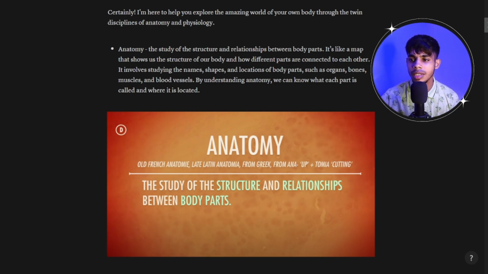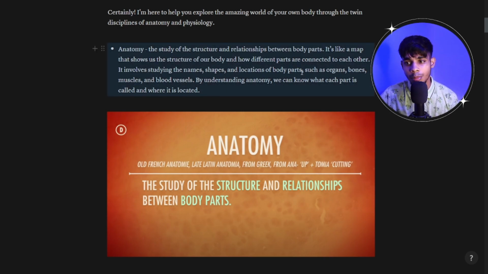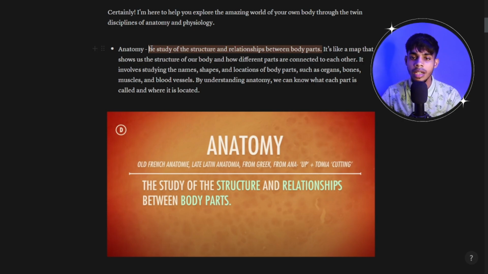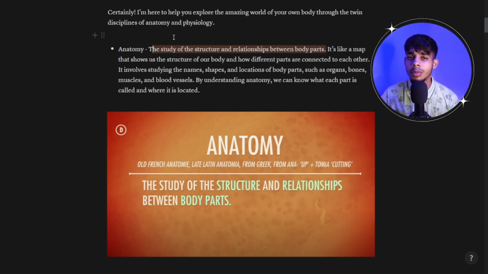And if I break it down further, you can read it here. It involves studying the names, shapes, and locations of body parts, such as organs, bones, muscles, and blood vessels. By understanding anatomy, we can know what each part is called and where it is located. So basically, you are studying the structure and the relationship between the different body parts. That is basically anatomy. So in very simple words, if you want me to highlight what is anatomy, you can look at this brown color segment that I have highlighted for you. The study of the structure and relationship between body parts is anatomy in very simple words.